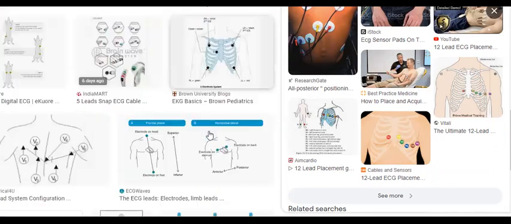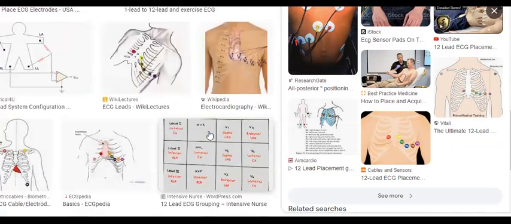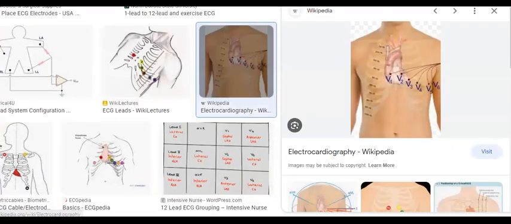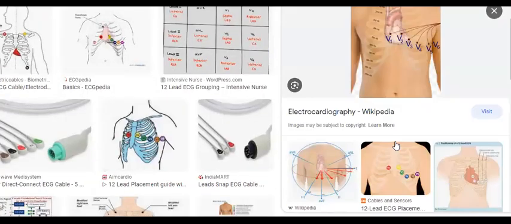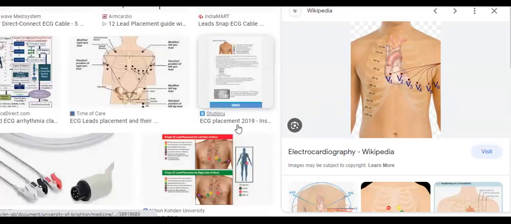I think the complete picture is not given here, but this is the best picture, I think. So this is V1, V2, V3, V4, V5, V6. I think you understood that the electrical conduction of the heart is calculated from all this nearby area of the heart.